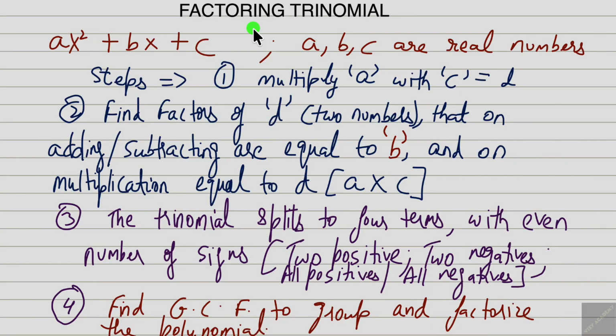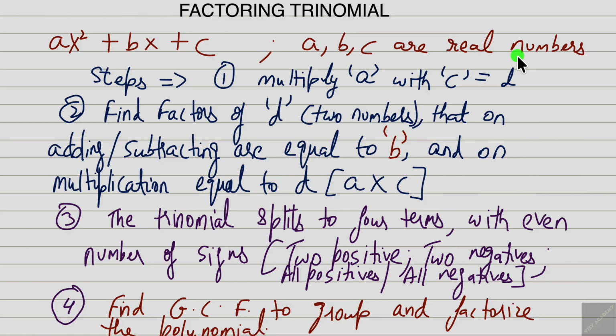Welcome to another lecture, and today we are going to learn about factoring trinomials. This trinomial is of degree 2, that is, in the form of ax square plus bx plus c, where a is the leading coefficient, and a, b, c are real numbers. So there are a couple of steps that we have to follow.